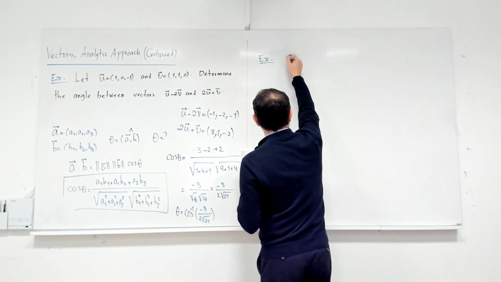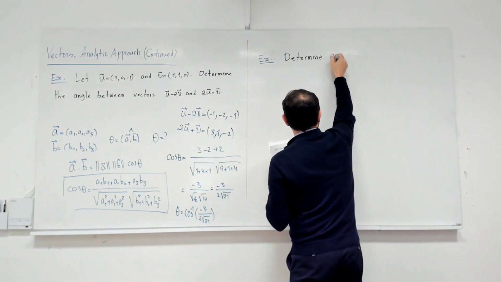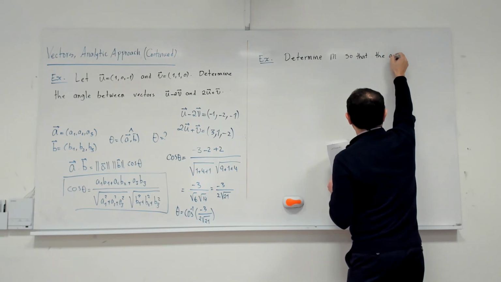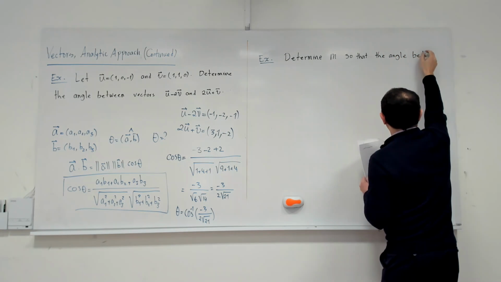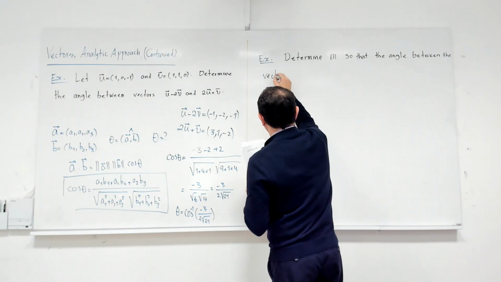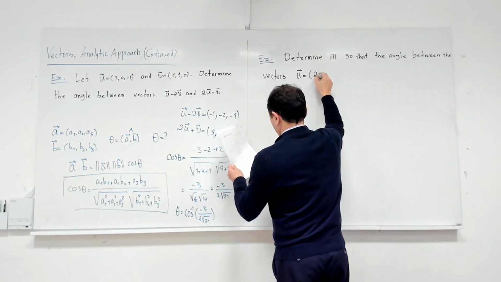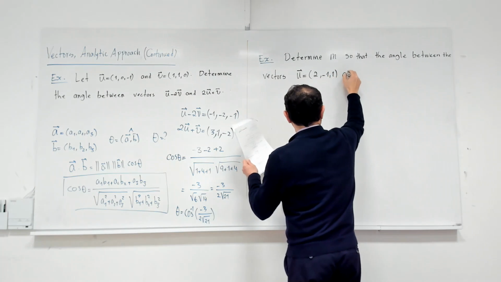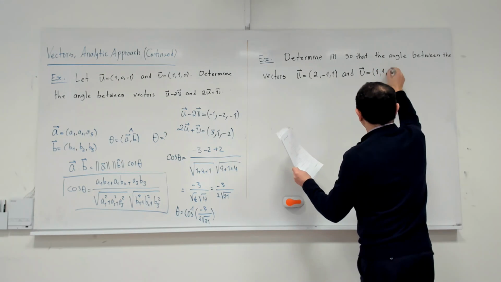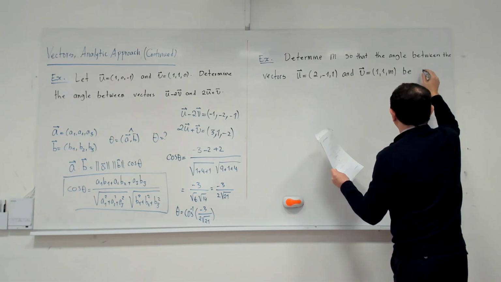So determine m so that the angle between the vectors u (2, minus 1, 1) and v (1, 1, m) be 60 degrees. Is 60 degrees.